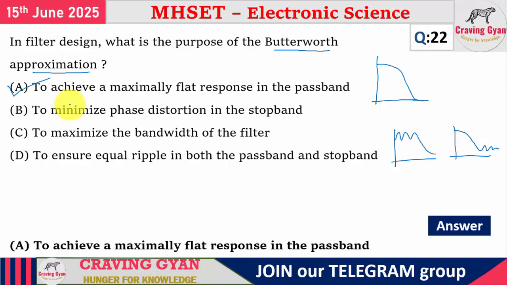What is the disadvantage of a Butterworth filter? What are the advantages and disadvantages of a Chebyshev filter? I have made a detailed comparison of this. Go through my lectures. I have explained the things in a proper way.